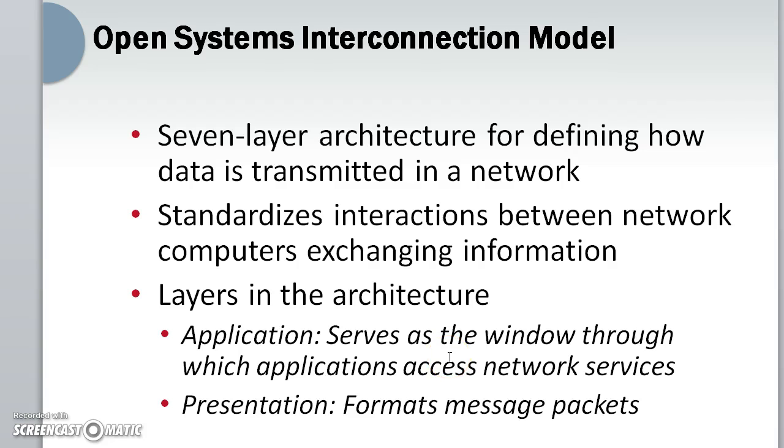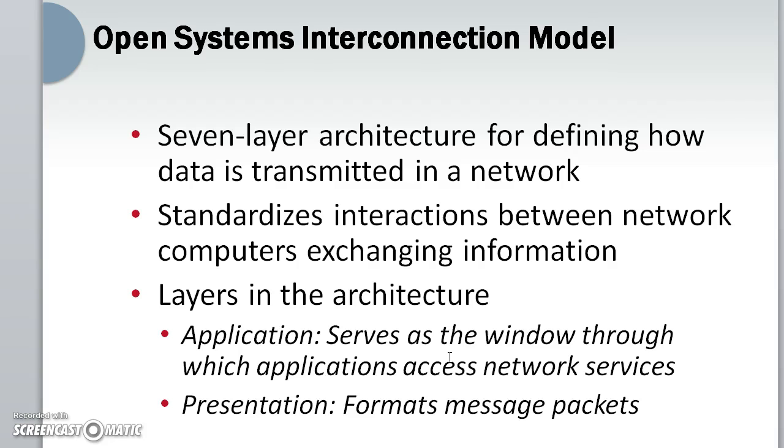The next thing that we are going to look at is the OSI model. Maybe many of you are familiar with this type of model. OSI stands for Open Systems Interconnection model, which is a 7-layer architecture. It describes how data is transmitted from one computer to another computer on a network, from the physical connections to the network to the application that the user can run. It also standardizes the interaction between network computers that are trying to exchange information.